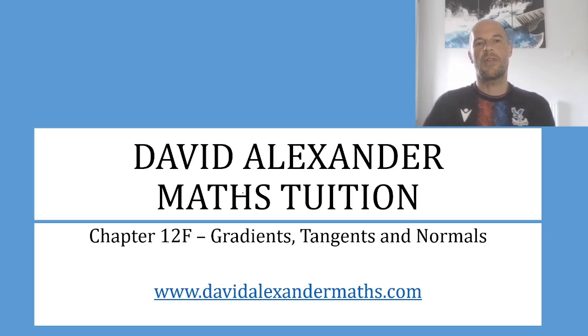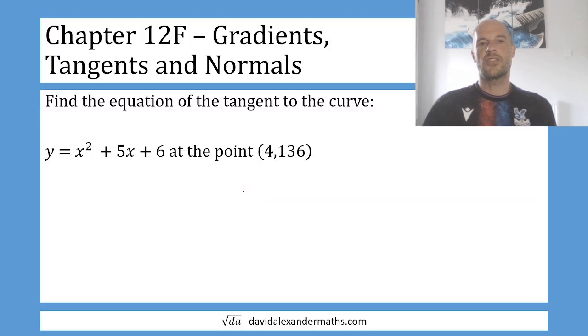This is chapter 12F on gradients, tangents and normals. So find the equation of the tangent to the curve y equals x squared plus 5x plus 6 at the point (4, 136).